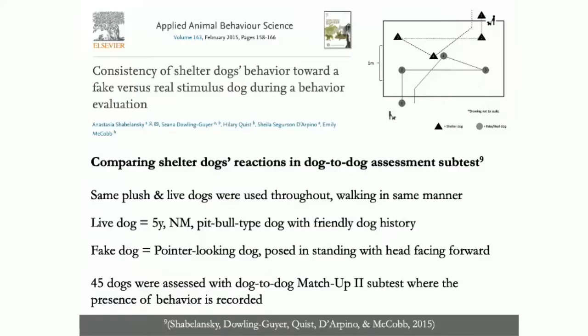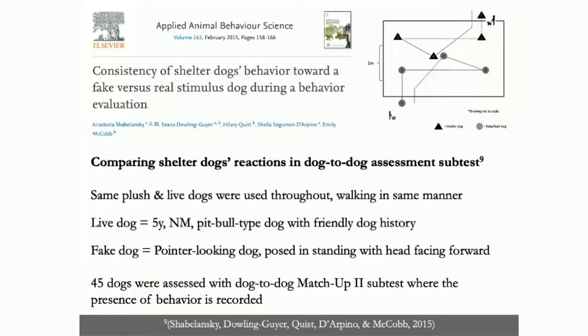The next one I want to chat about is some of the work that Anastasia and Sheila worked on during their time at the Center for Shelter Dogs, looking at how dogs performed on dog-to-dog assessments when a fake dog was used and when a real dog was used. I include the diagram that they had in the paper, where they did mirror images of how they walked the real dog and the fake dog, so the dogs were essentially receiving the same thing. I would have loved to have seen how you walked one of these fake dogs, but I've always found it challenging to make it seem like a real dog.